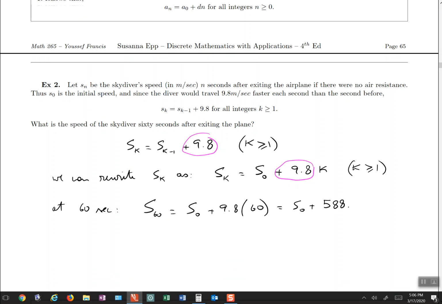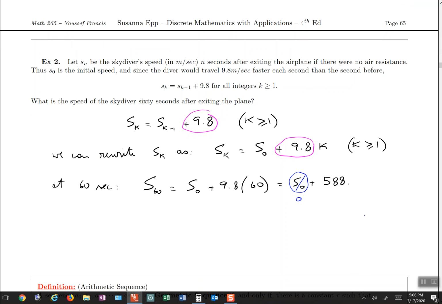Now assuming that the guy was sitting in the airplane and then jumped, we can replace s0 with 0, because his initial speed was 0, he just left the airplane. So if we assume that, then s60 would be 588, and the speed is in meters per second. And so there we go.